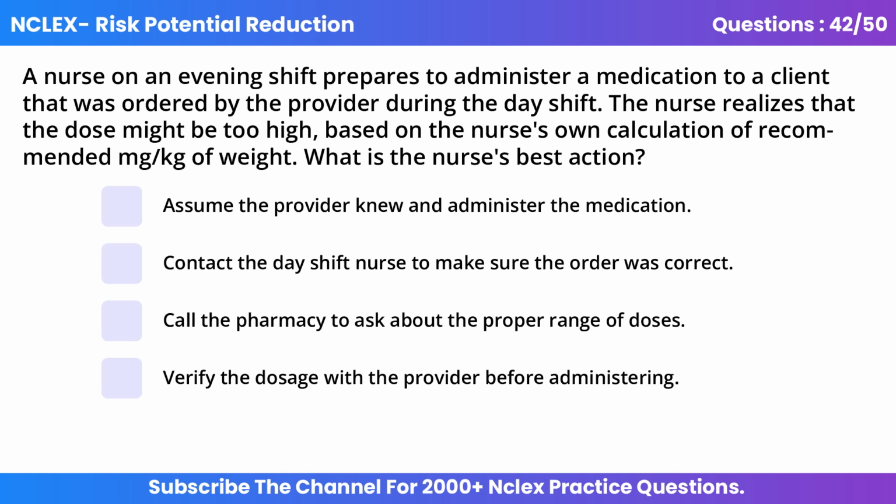Question 42. A nurse on an evening shift prepares to administer a medication to a client that was ordered by the provider during the day shift. The nurse realizes that the dose might be too high, based on the nurse's own calculation of recommended milligram/kilogram of weight. What is the nurse's best action?